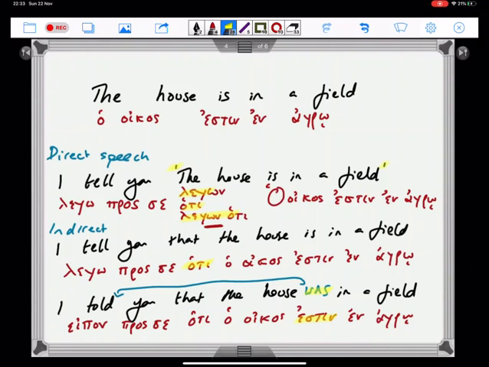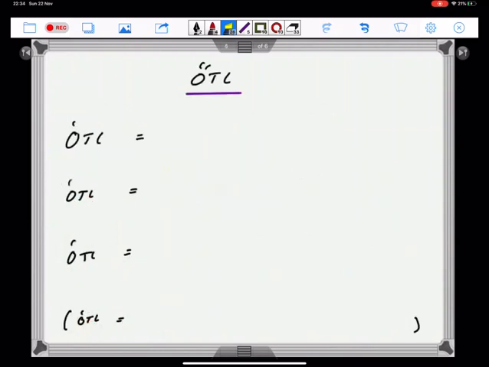So if you notice that you've got a hoti suggesting you've got some kind of indirect speech, stop and think, do I need to sort out my tenses here? This gives hoti three main meanings. You've got hoti meaning "that" in indirect speech, same as the English word. You've got hoti meaning speech marks in direct speech.